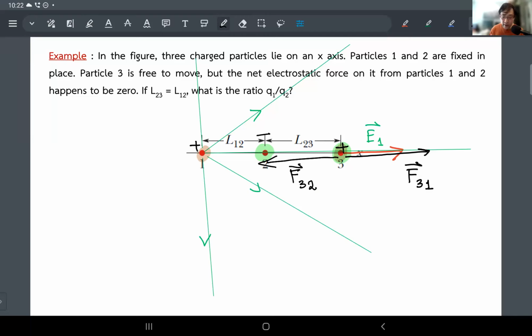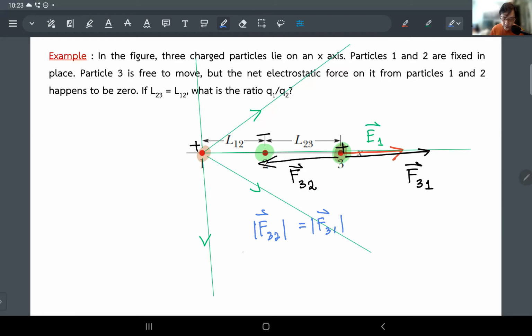All in all, for these problems, all you need to do is compare the magnitudes. What you want is the magnitude of F32 to be the same as the magnitude of F31. You want them to cancel. And now we will be able to calculate the force between each pair. Let's start from the left.